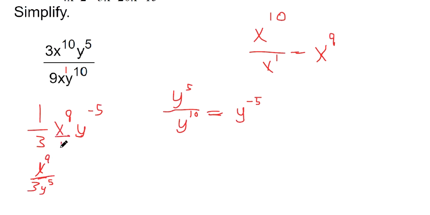So the x to the 9th, it's got a 1 underneath it, so that's in the top part of the fraction. The 1 over 3, the 1 is up top and the 3 is on bottom. And the y to the negative 5th, we can make that be positive by putting it downstairs in the bottom of the fraction.